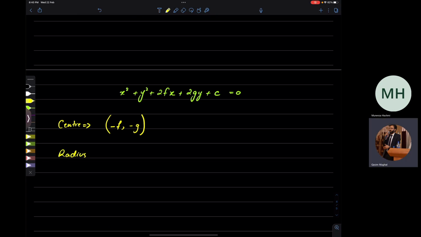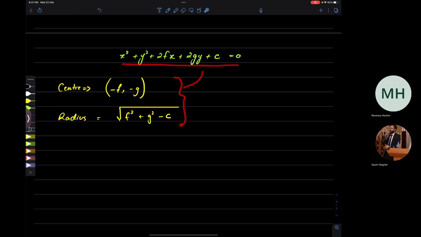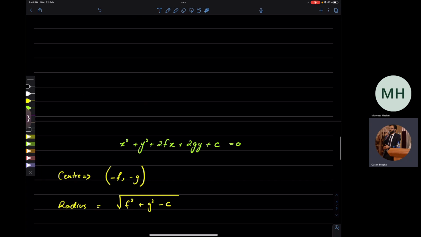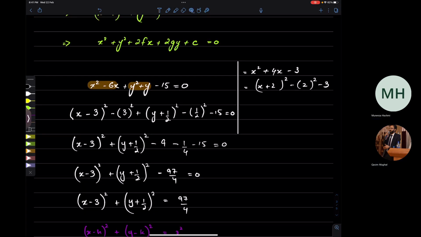And radius, in order to work out the radius, you'll be doing the root of f squared plus g squared minus c, without the square. There's no square on the c, remember. Okay? Now, all you have to do is memorize the equations and this information from the equations. And then you'll be good to go with this particular topic. Now, let's just do the same question. So I'm going to copy this down.